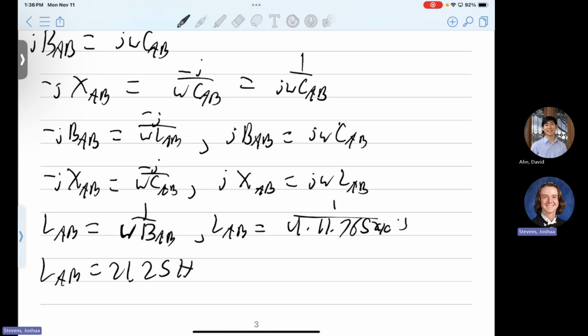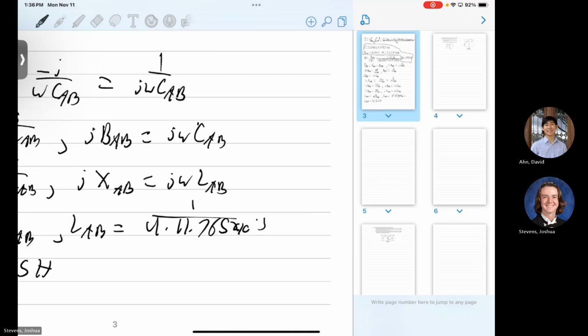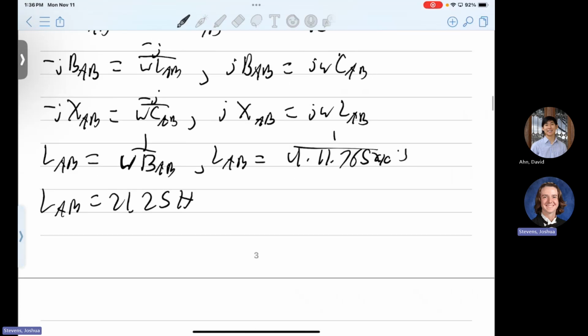Okay, I need to do something real quick. I need to add a page. Insert a page. There we go. Okay, cool. All right. So we're there.